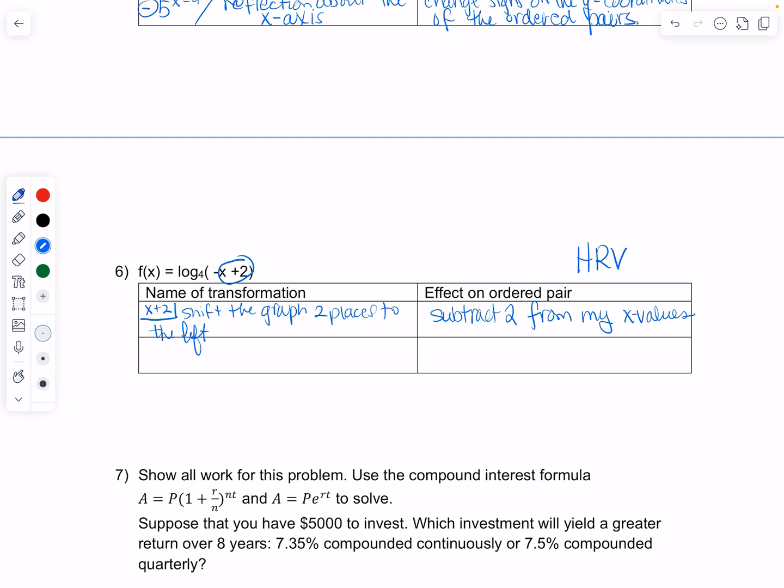Okay, now I'm going to deal with this -x in front of -x + 2. What that does is that's going to cause a reflection about the y-axis. Okay, so what's that going to do? I'm going to have to change the signs of the x coordinates of the ordered pairs.